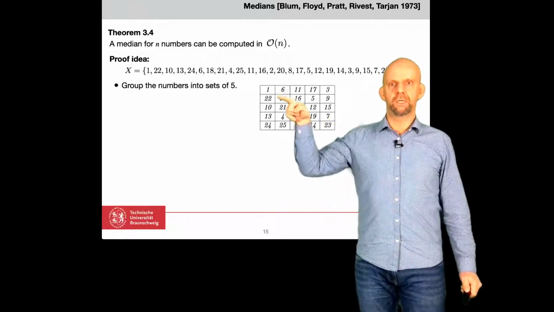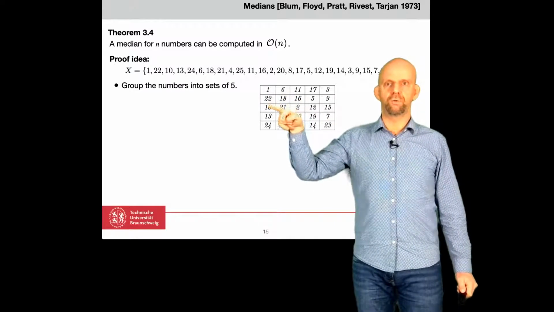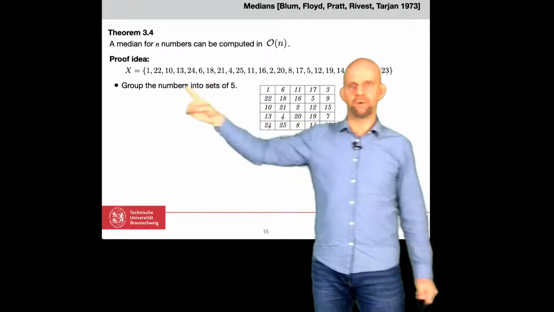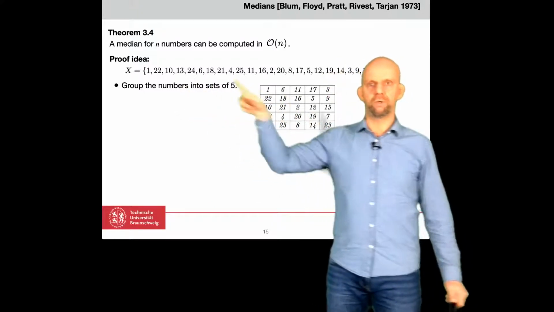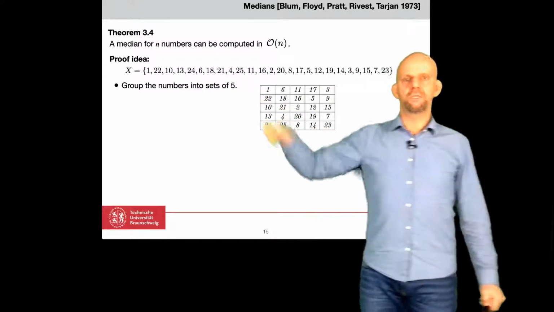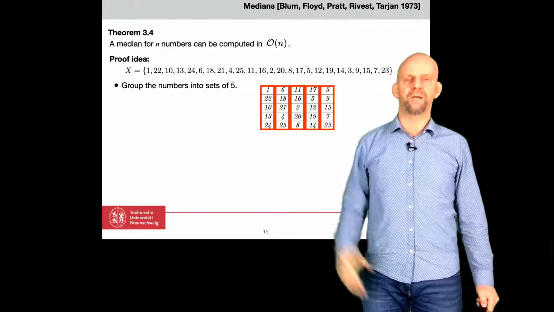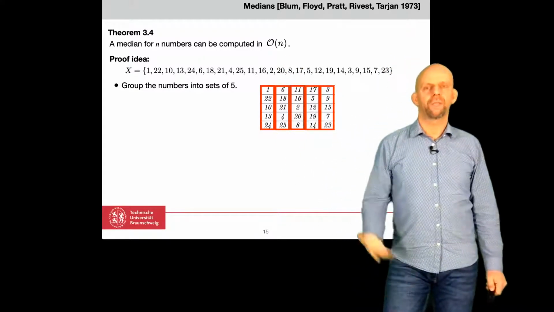Here they are. You see this is 1, 22, 10. So you just take the first 5, put them down here. Take the next, put them down here. And you keep going and going. These are the groups of 5. Fine. How long does that take? Well, O of n.